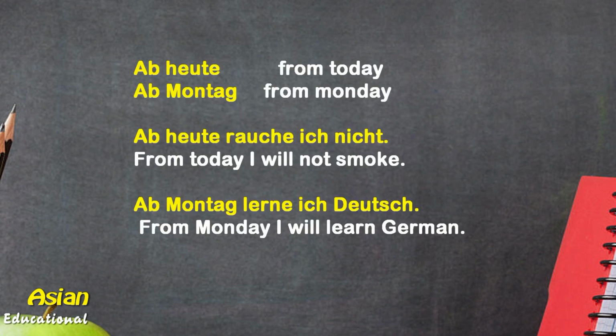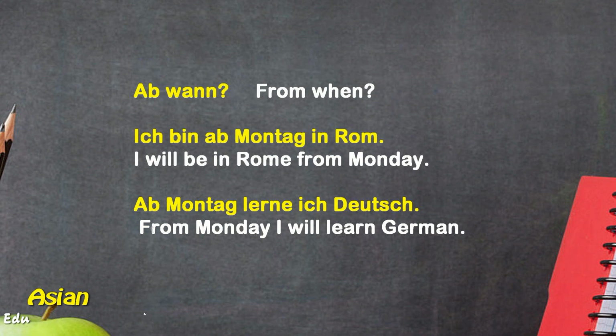Ab heute, from today. Ab Montag, from Monday. Ab heute rauche ich nicht. From today I'll not smoke. Ab Montag lerne ich Deutsch. From Monday I'll learn German. Ab wann, from when. Ich bin ab Montag in Rom. I will be in Rome from Monday. Ab Montag lerne ich Deutsch. From Monday I will learn German.